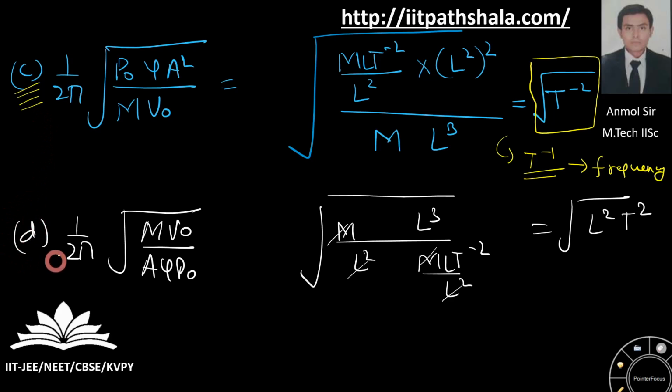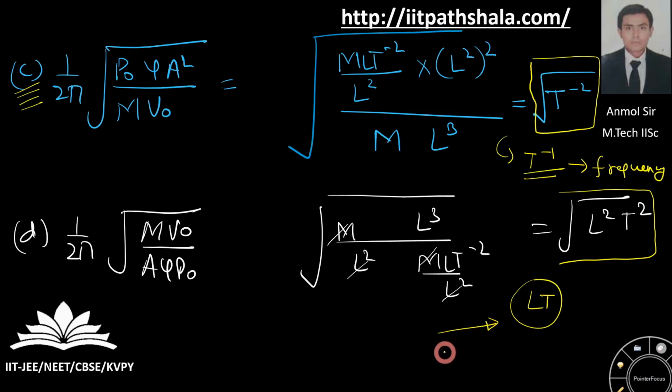And if I go to my D option over here, I can see that my answer is coming out as square root of L square T square, which is LT. It is also not the dimension of frequency. My D option is ruled out.